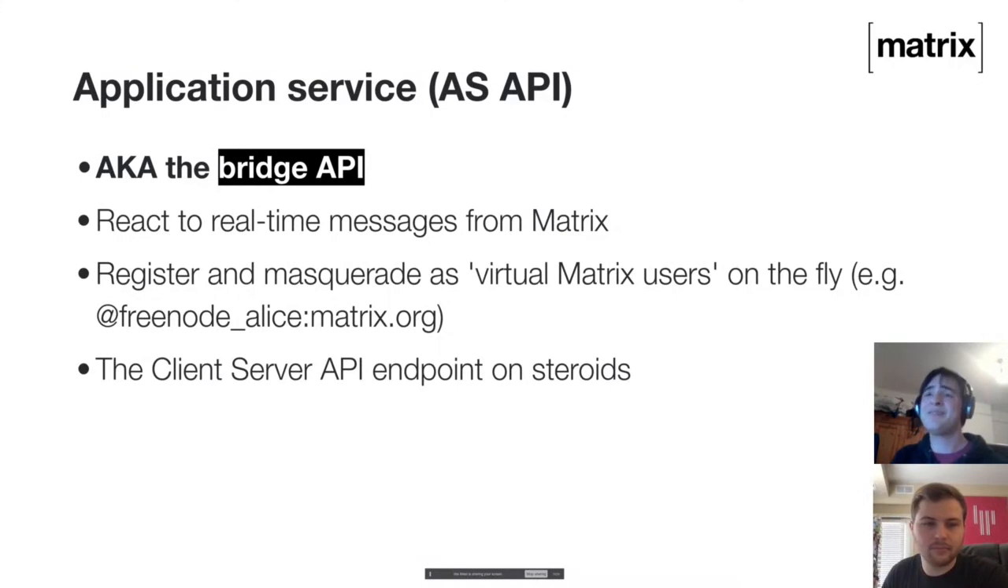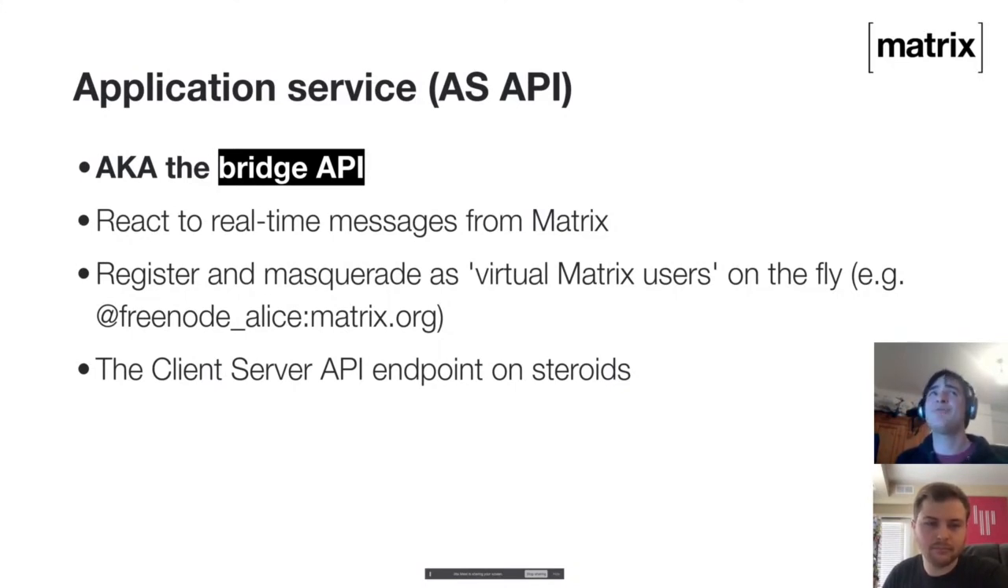And then going back the other way, what we basically do is we give the application services an application service API, which is the API that clients use on steroids. It means you can masquerade as any user inside your namespace. So for example, for Freenode users, the Freenode bridge has access to pretend to be any single user under the @freenode_ namespace, essentially. And this means you can create users very quickly on the fly.